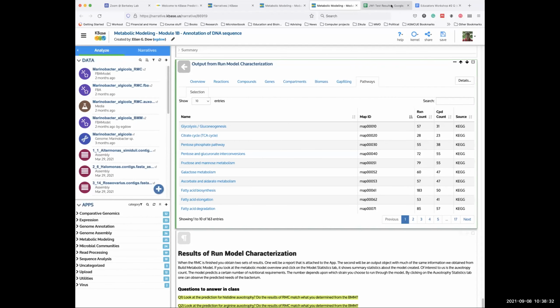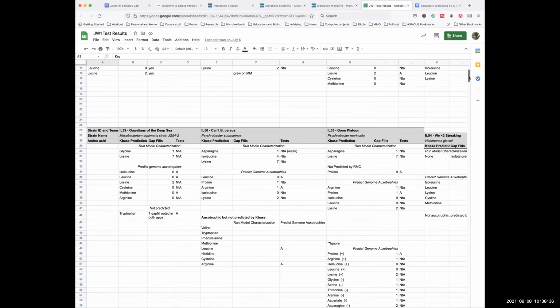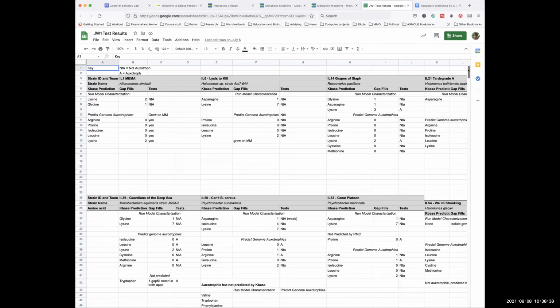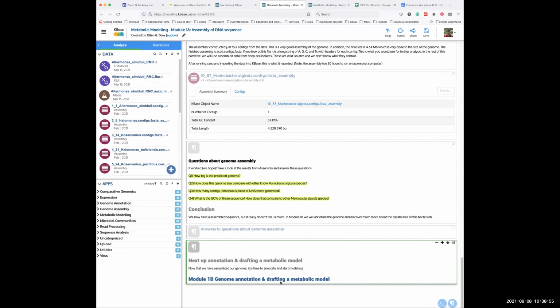And we actually accumulated these results, and were able to determine how accurate KBase was in predicting the capabilities of these organisms. It turned out it's over 90% accurate in its predictions, which is really interesting data for them. There's a whole bunch of other things that you can do, and I'll touch on those a little bit.